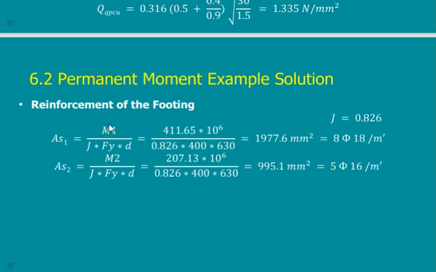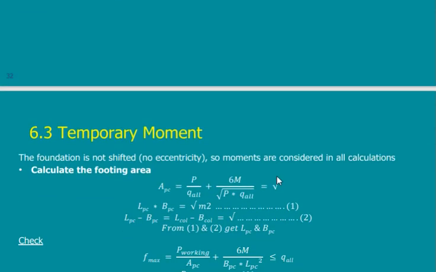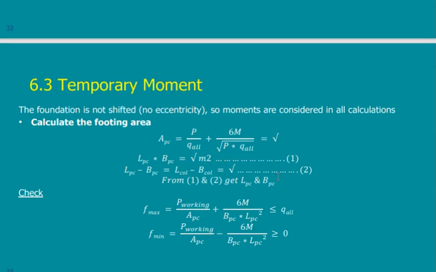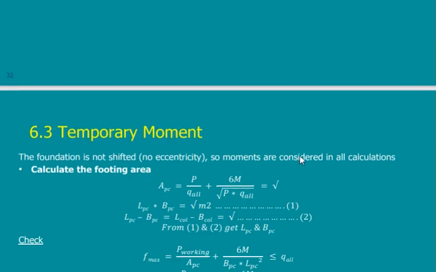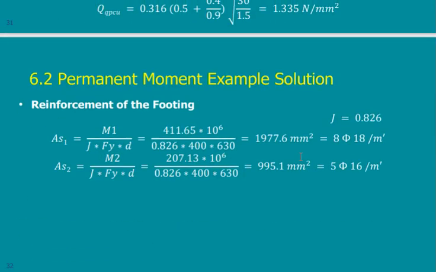As we said, we have two moments, M1 and M2. M1 was 400 and something, M2 is 200 and something. I will use this to get the main steel in the long direction, and this to get the steel in the perpendicular direction. I think this ends this example. So now I have what is just remaining.